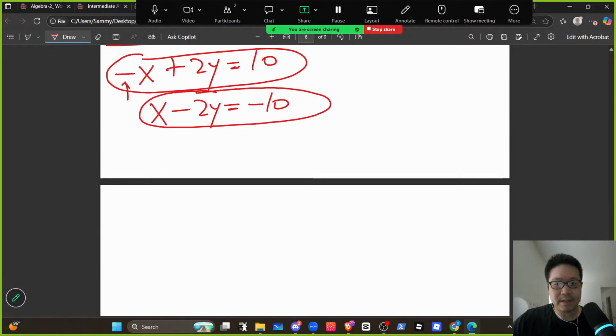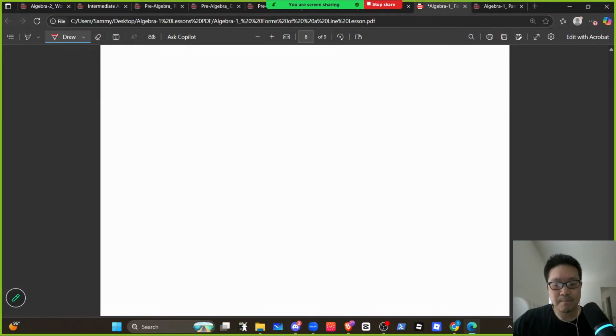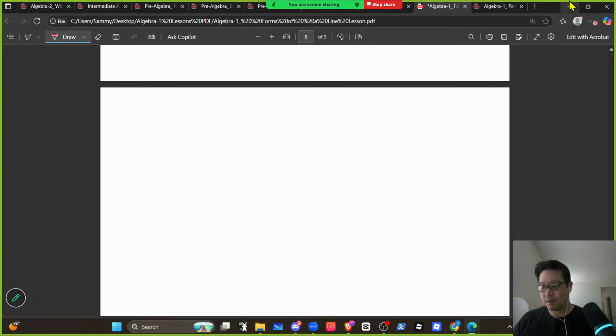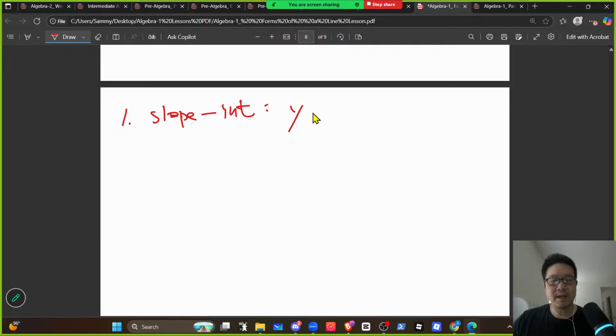All right, so that's it for today. However, I want to quickly refresh the three forms. Do you remember what the general form of the slope-intercept form looks like? y equals mx plus b.